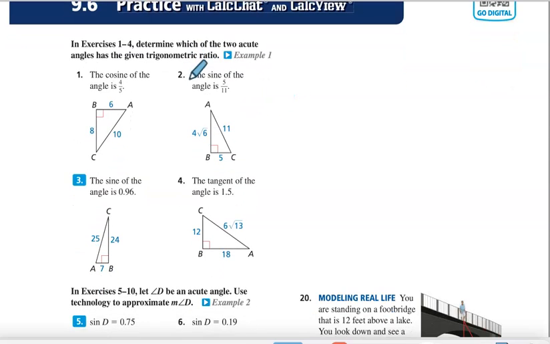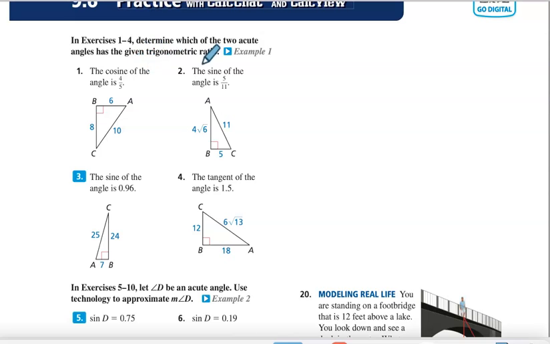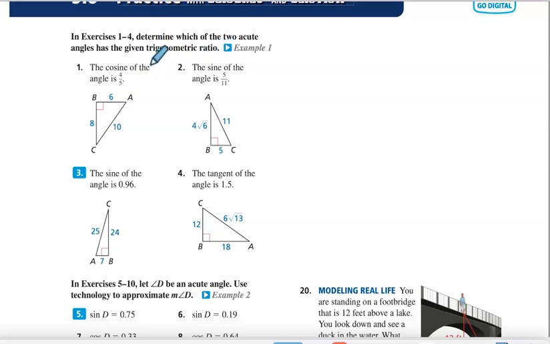Okay, so 1 through 4 says, determine which of the two acute angles has a given trigonometric ratio. The cosine of 4/5. So remember, you need adjacent over hypotenuse for 4/5. So something that's going to simplify to 4/5. If you look at the numbers that you have here, this is going to be 8 over 10 simplified, right? So I need the 8 and 10 to come into play. So I'm going to use this angle here, C. This is the adjacent, and this is the hypotenuse. So the cosine of C will give me my 4/5 ratio, or 8/10 ratio, which simplifies to 4/5.